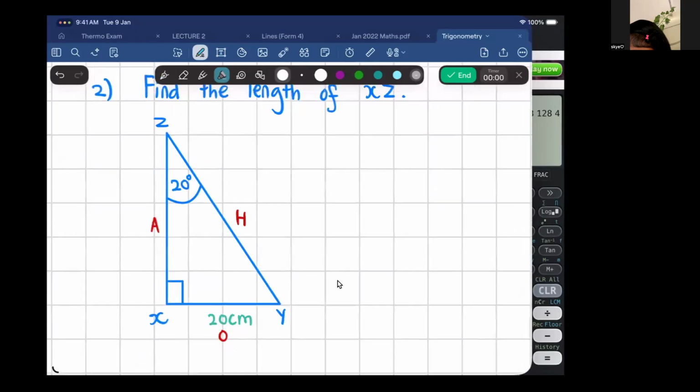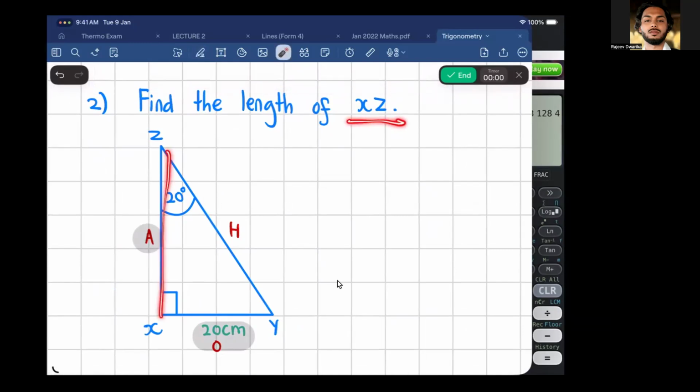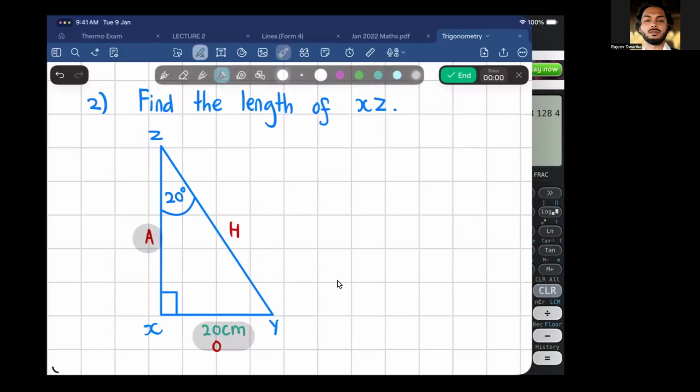All right. Sky, which two sides am I looking at? O and H. So wait, because you have the side 20 centimeters and the angle 20 degrees. Wait, so we're going to use O because I have 20, and I'm going to use A because that corresponds to XZ, because they wanted us to find XZ. So you're with me up to this part? Sky? Yes, sir. Tell me if you're with me up to this part. Yes, sir.